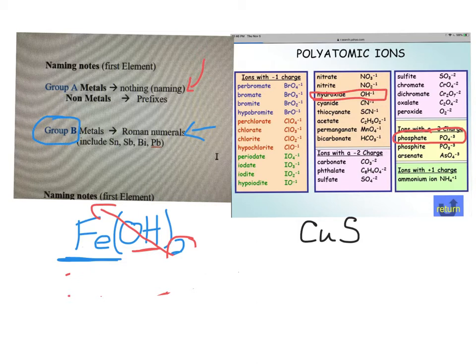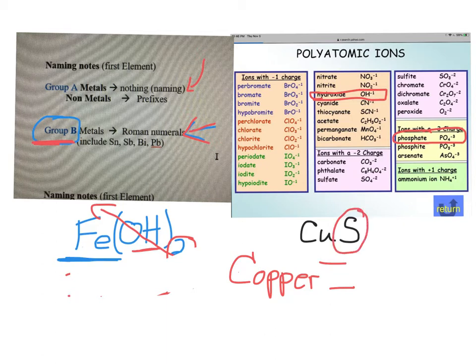Okay, now copper, is that a group A or is that a group B element? Copper's in the middle of the periodic table, so it's a group B. So yes, you're going to need a Roman numeral. So you have copper. And let's figure out what that Roman numeral should be.